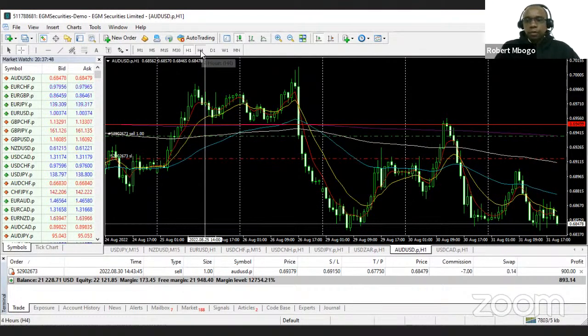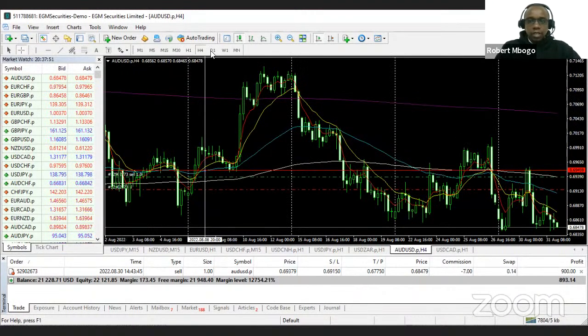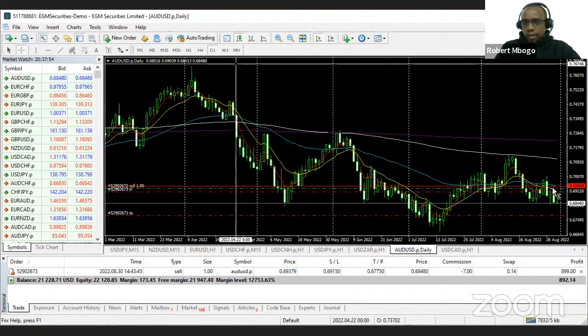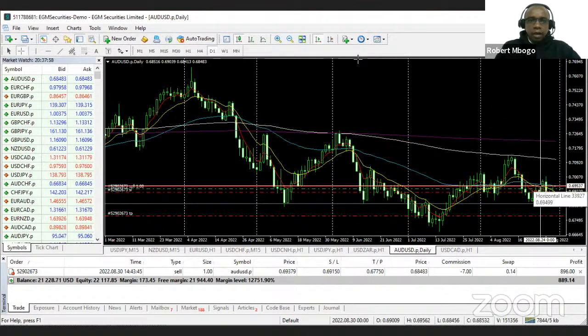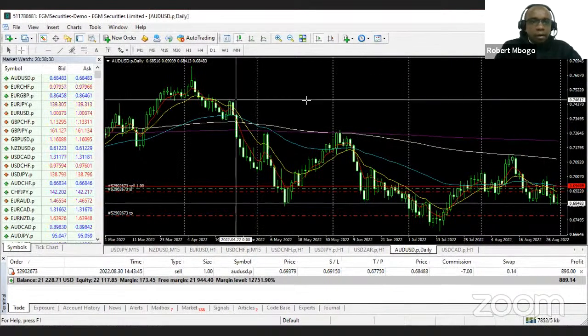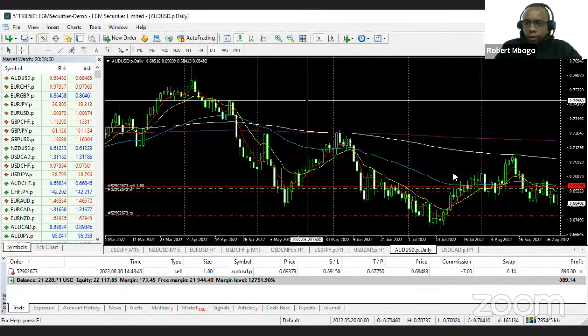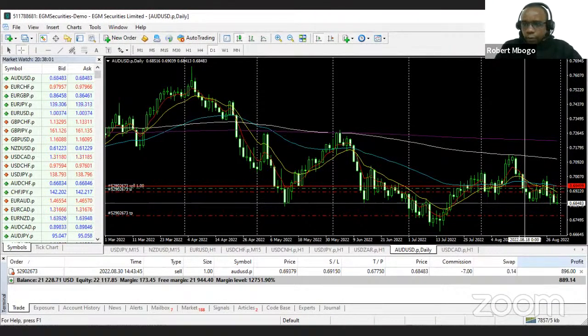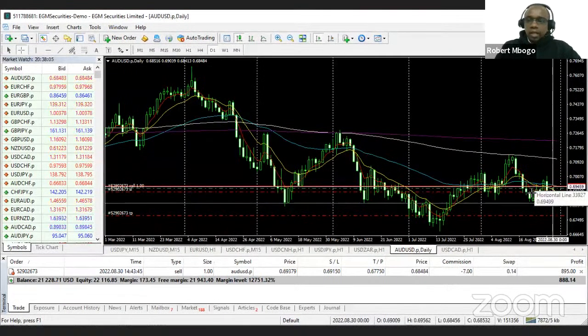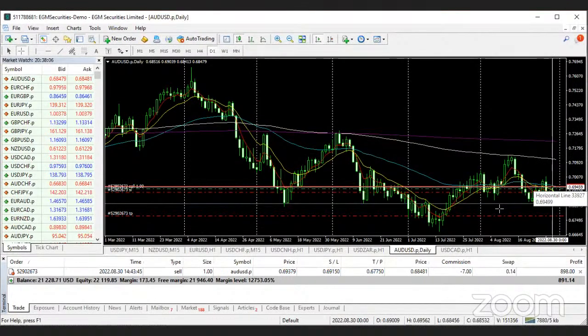Now, if we go to higher time frames, let's say on the daily, you'll see a retest of the same here on the 50 EMA. I don't know whether you guys can see right here. We can see the blue one, the blue one on the daily perhaps acting as resistance here.